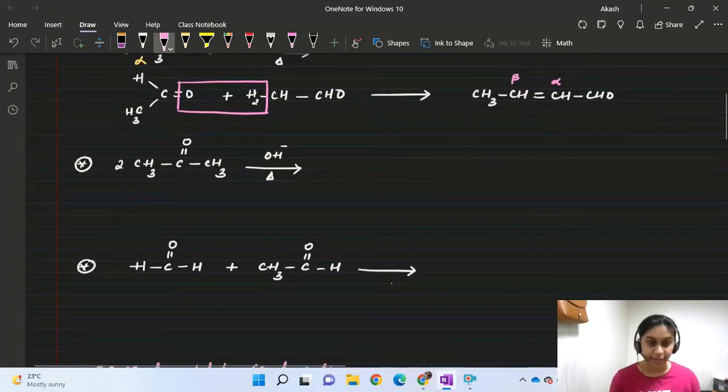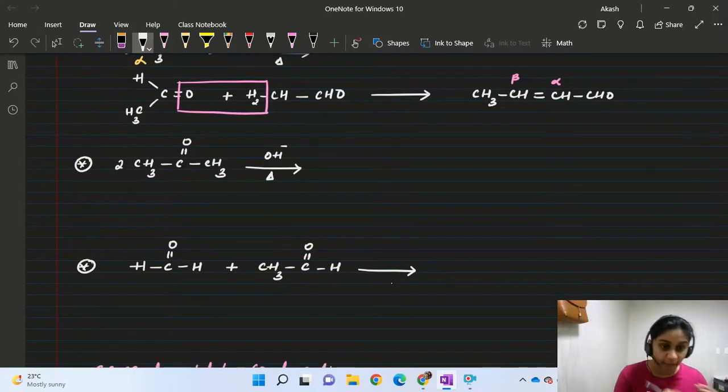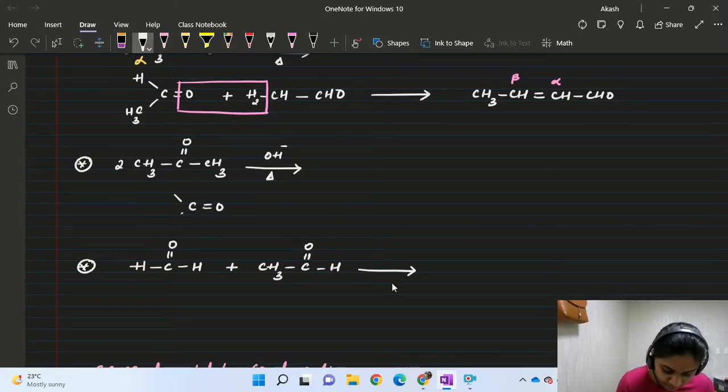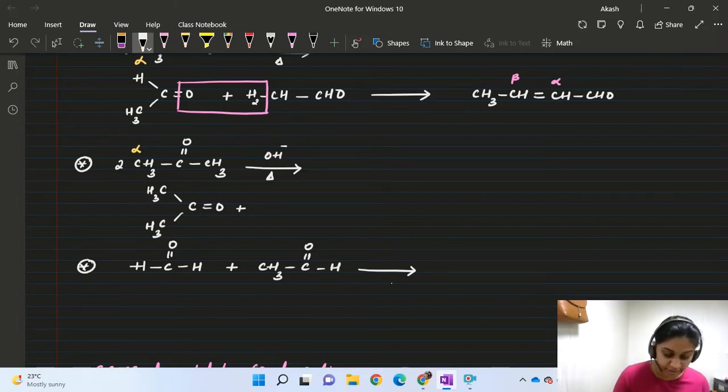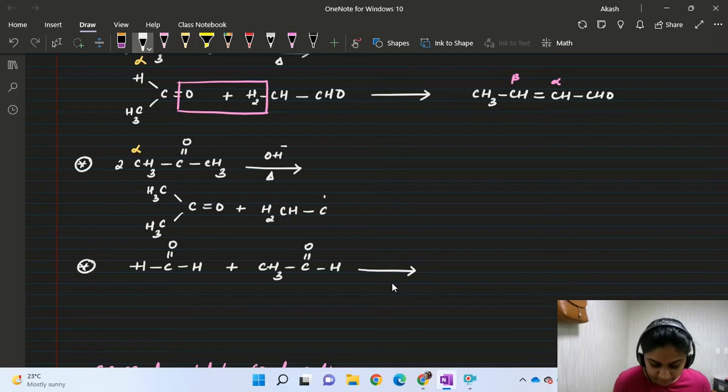Here I am taking a ketone. In the same way, I am just splitting this. C double bond O, CH3, CH3. I am writing in this way to predict the product in 1 minute. Plus, this is my alpha hydrogen. The alpha carbon, and the hydrogen attached to that, is called alpha hydrogen. I am just writing as H2CH, H2CH, C double bond O, CH3.